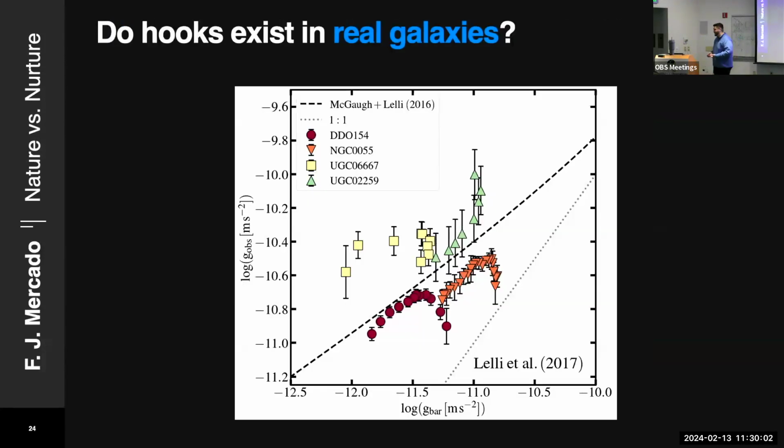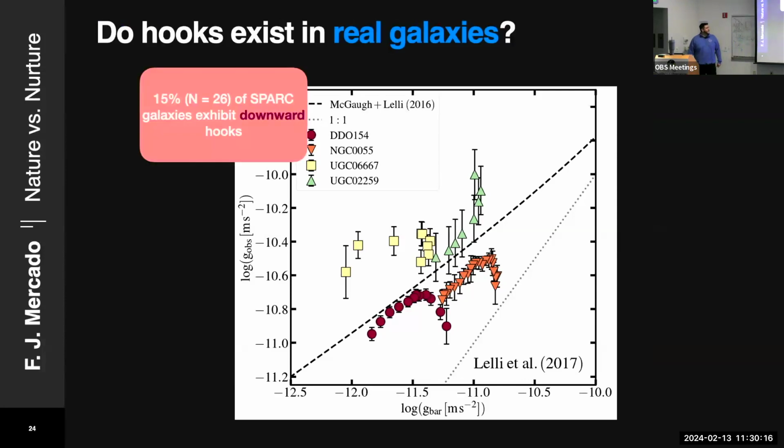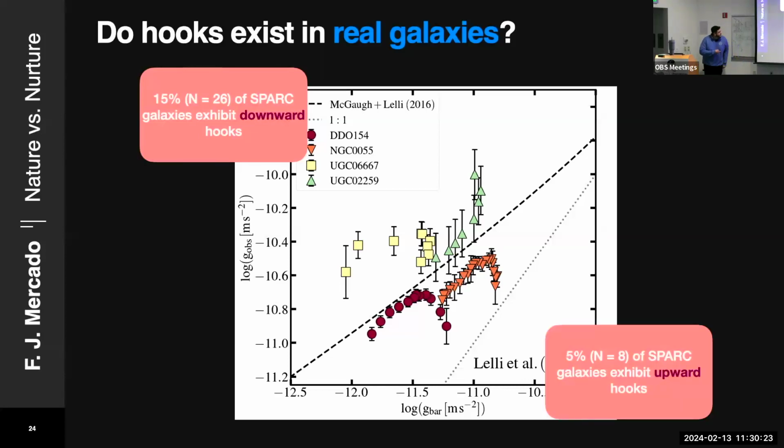The short answer to that is, if you take the SPARC data and just plot some of their tracks on the radial acceleration relation, you see some hook features here. We see these downward hooks happening in about 15% of the SPARC galaxy data. And we see a surprising number of upward hooks, like this green one here, for about 5% of the data. So it's interesting to note that if you just take the SPARC data and plot it, you see some of these hooks. However, these are low mass galaxies, and it's up in the air whether we should trust that these hooks are there or not, because it's much more difficult to measure the accelerations in these inner regions of these galaxies.